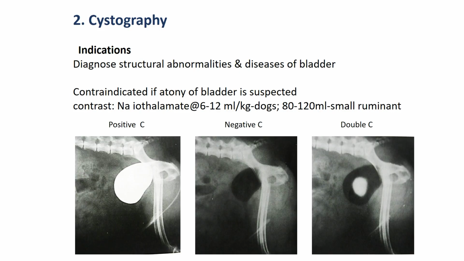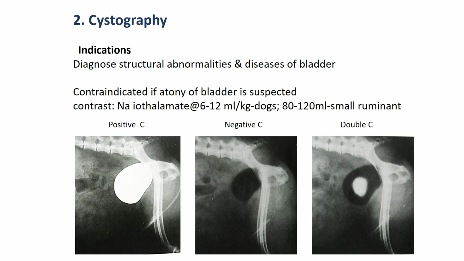Afterward, we have to inject the air inside of the bladder, close the tip of the catheter so that air cannot be leaked from the catheter side, and take an X-ray in a lateral as well as in ventrodorsal view.